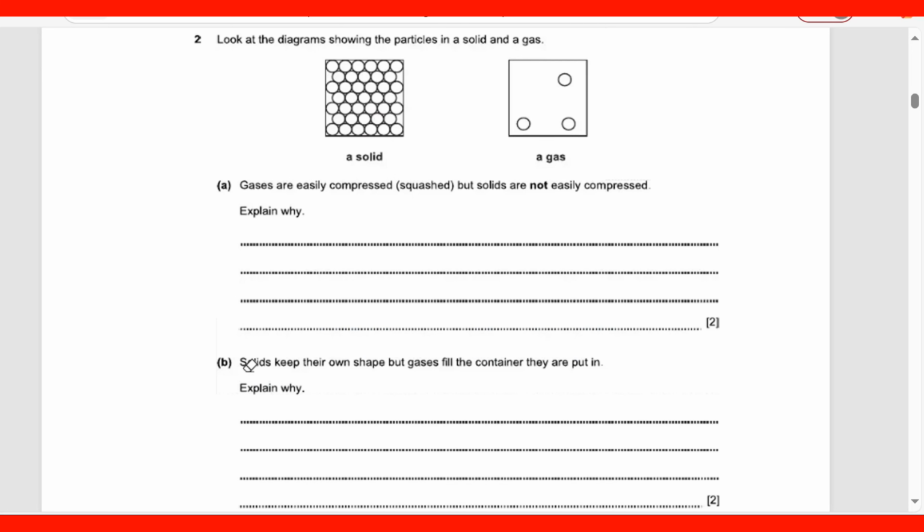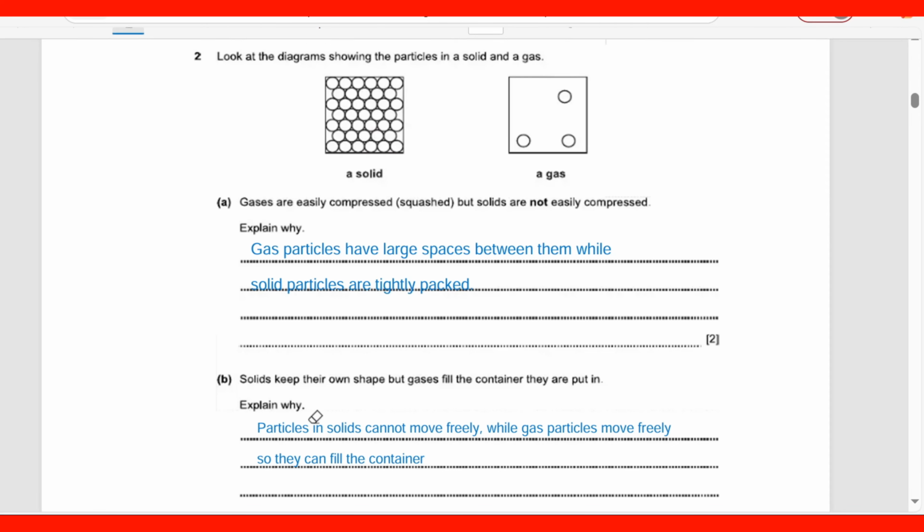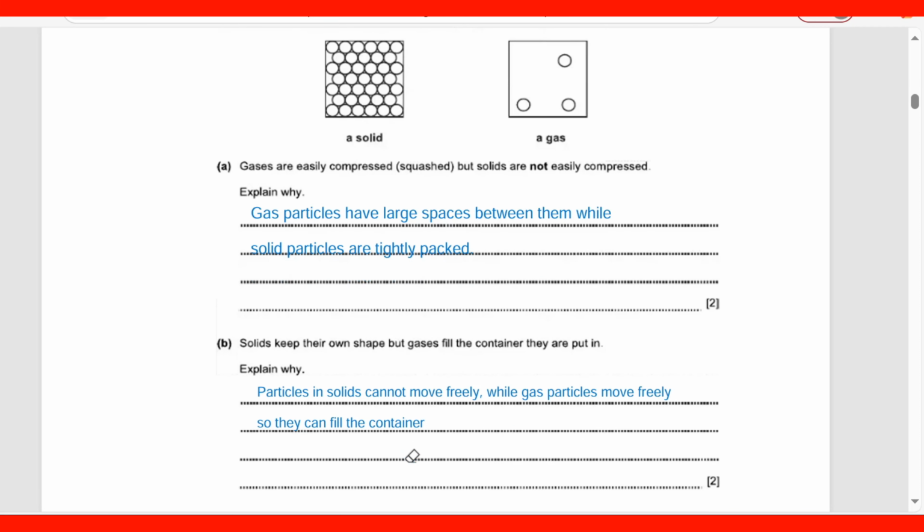Let's move on. Now question B, solids keep their own shape, but gases fill the container they are put in. Explain why. Okay, let's check out the answer guys. So particles in solids cannot move freely, while gas particles move freely, so they can fill the container. So that's supposed to be an example of a correct answer. If you have any other possible answer, you may write in the comment section. Well, we know that particles in solids only vibrate in a fixed position, while gas is freely moving.